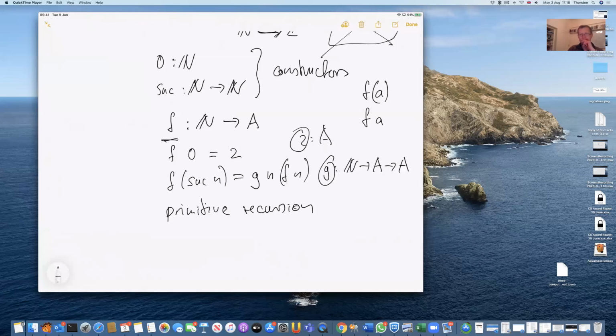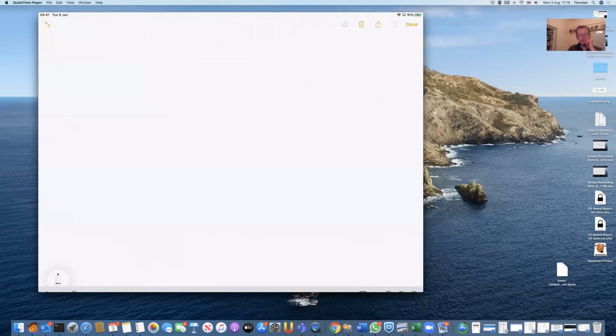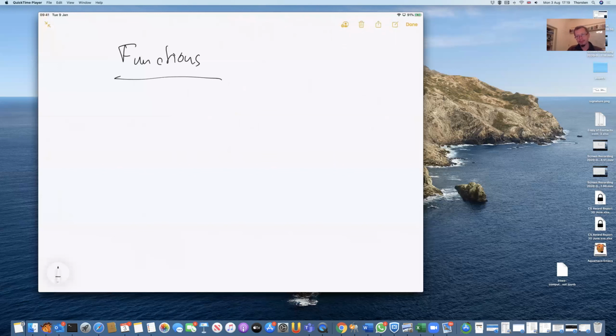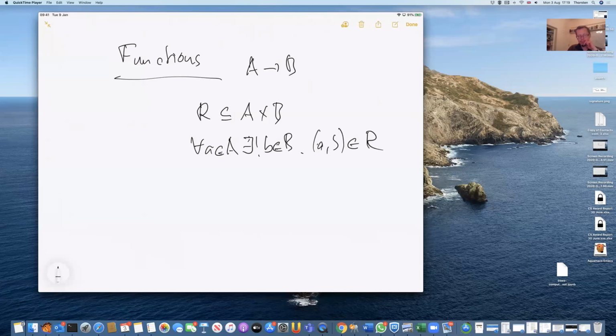So maybe I should have said in the beginning, another important point about type theory is the central role of functions. So in set theory, a function is a relation, basically. A function from A to B in set theory is a relation, a subset of A times B, such that for all a in A, there exists exactly one b in B such that (a, b) is an element of R. That's the definition of a function.